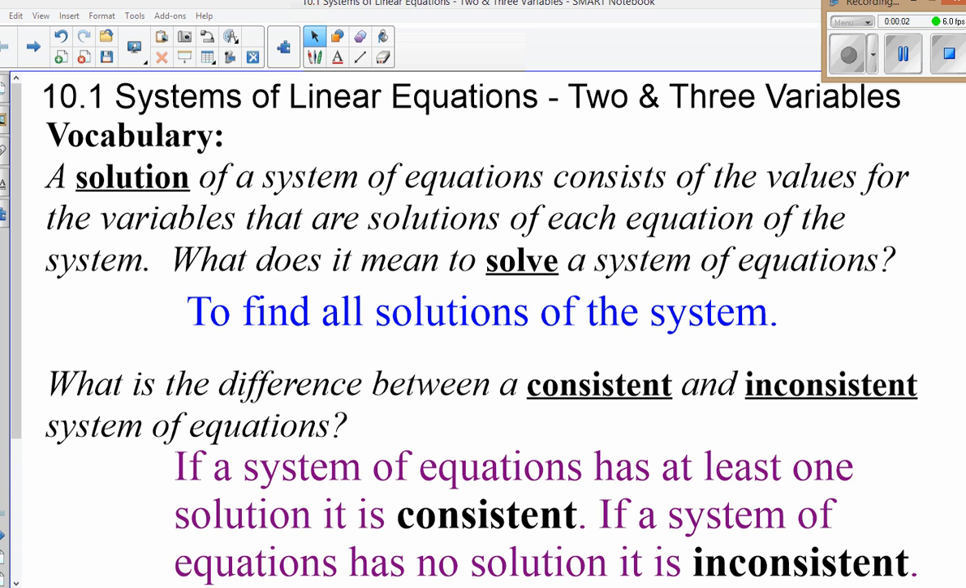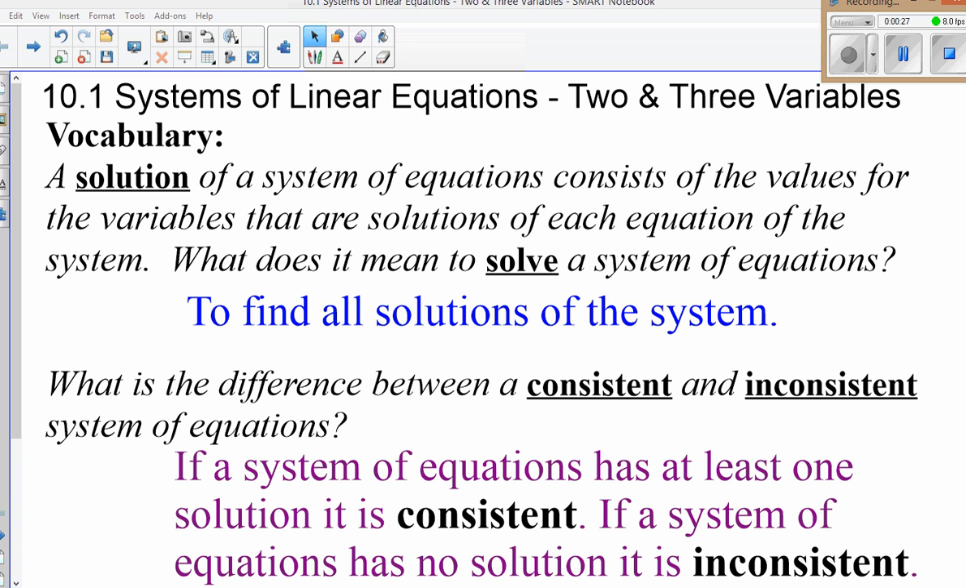All right, athletes, here's 10.1, systems of linear equations, 2 and 3 variables. So we'll talk about a solution of a system of equations consists of all the values for the variables that are solutions of each equation of the system. What does it mean to solve a system of equations? Well, it means to find all the solutions.